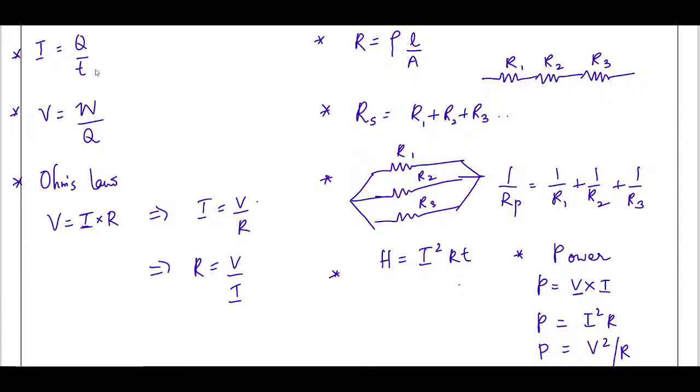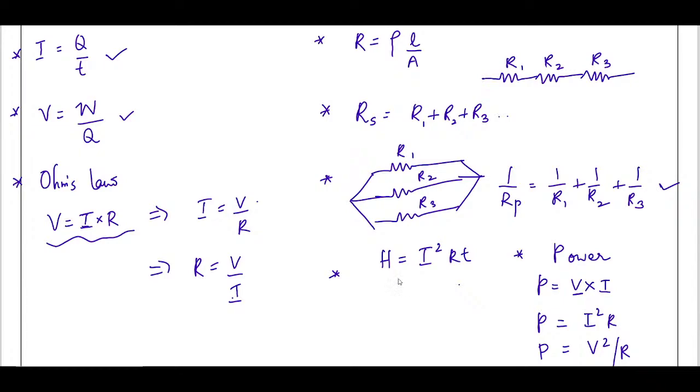Students, first formula, I equals Q by T, V equals W by Q, Ohm's law, V equals I into R. We can express I equals V divided by R, and also R equals V divided by I. And the relation between resistivity and resistance, R equals rho L by A. When the resistors are connected in series, the effective resistance Rs equals R1 plus R2 plus R3. When it is connected in parallel, 1 by Rp equals 1 by R1 plus 1 by R2 plus 1 by R3.